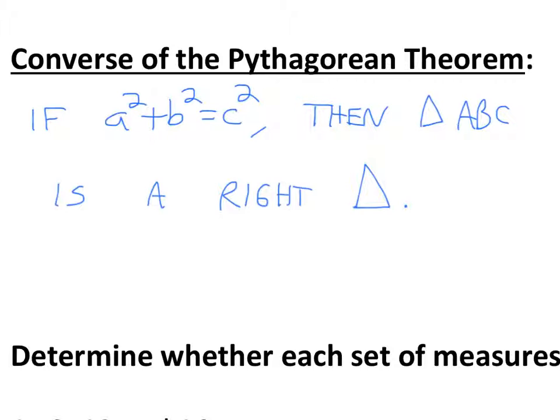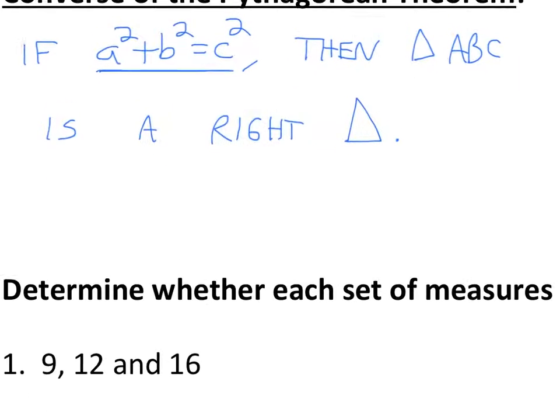If you're given three sides of the triangle and you don't know anything about the angles, and if this holds true, if a squared plus b squared equals c squared, then you can say that that triangle is a right triangle, meaning you have a 90-degree angle in there. Okay, so let's apply that. We're just going to do 1 and 2, and that'll be it. This is pretty simple, pretty straightforward.